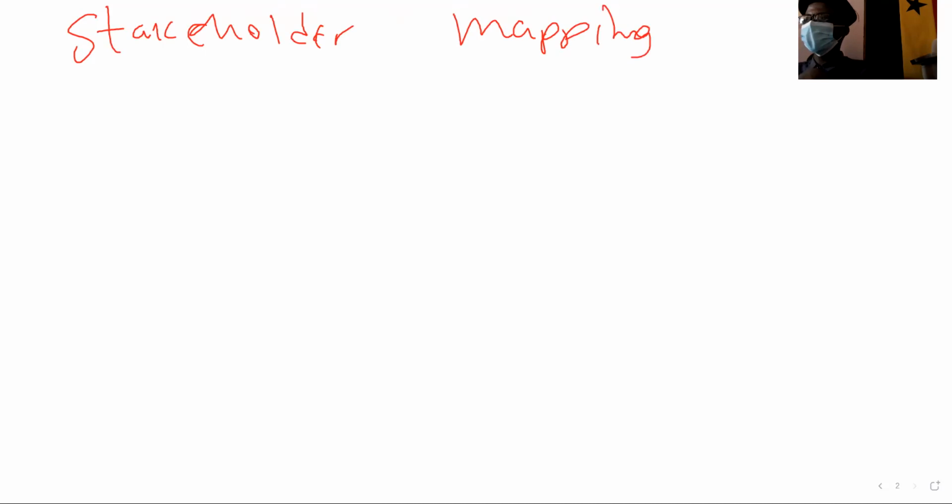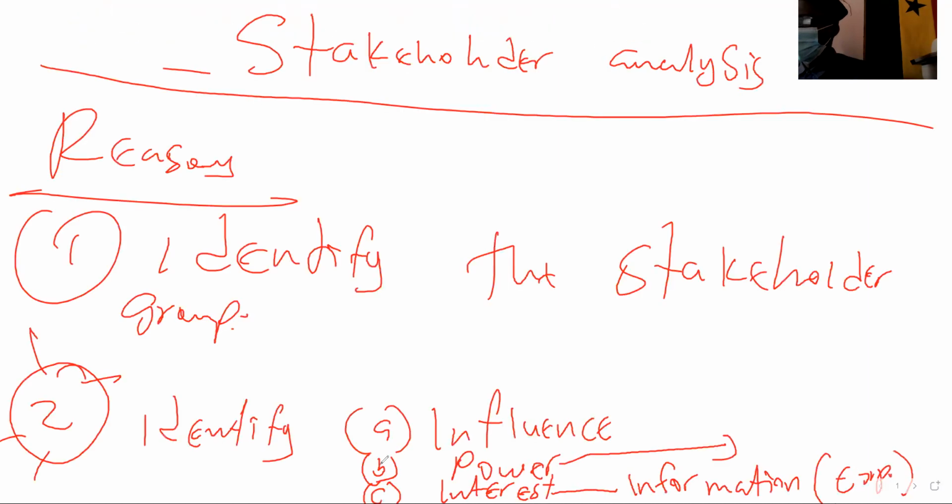Now, after you have analyzed your stakeholders, you have assessed them and you know their power, their interest, their influence, you then put them into a very nice statement. That statement is called stakeholder mapping. So stakeholder mapping is just the result of stakeholder analysis. After you conduct the stakeholder analysis, now we know those that have power. Put them in a very nice mapping.